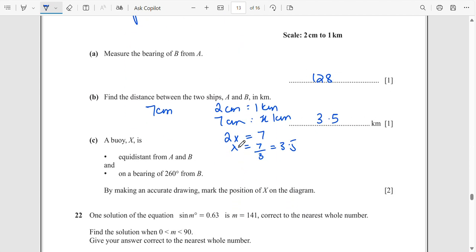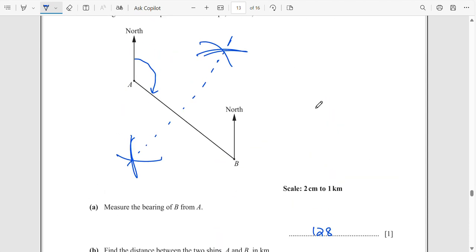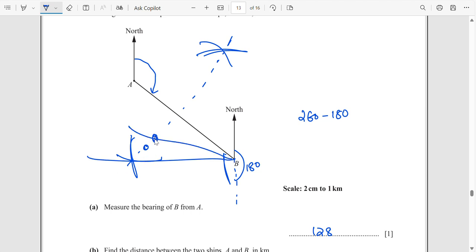The next part is on a bearing of 260 from B. So B, you're going to extend this. From here to here you get 180. You need 260. So you're going to subtract 180 from 260, and whatever angle you get, you're going to measure it from here. And wherever you get the line, you're going to mark that line to that point. So if you get an angle drawn here, or maybe here, then you're going to mark the point here.